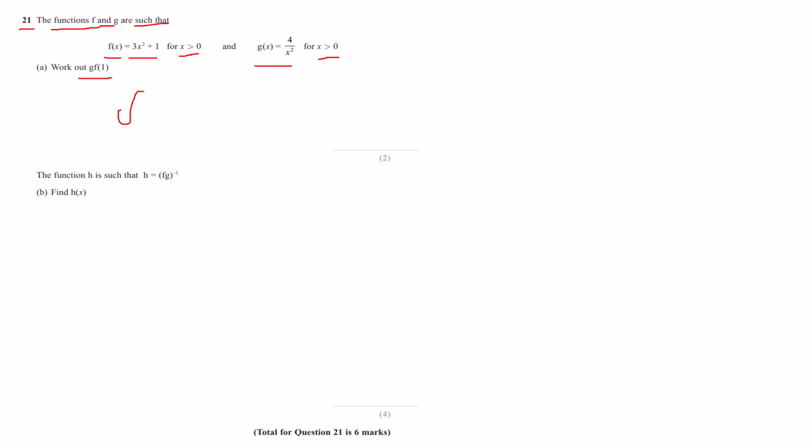So let's work out f of 1 by subbing in x equals 1 into here. So I have 3 lots of 1 squared plus 1. 1 squared is 1, times it by 3, I get 3, plus 1, and I get 4. So I'm going to work out g of 4, guys.